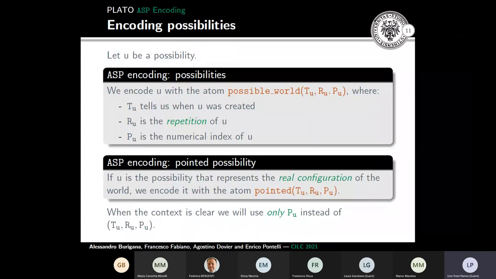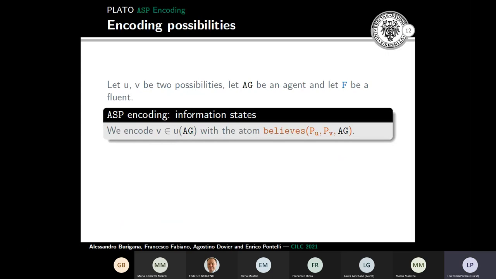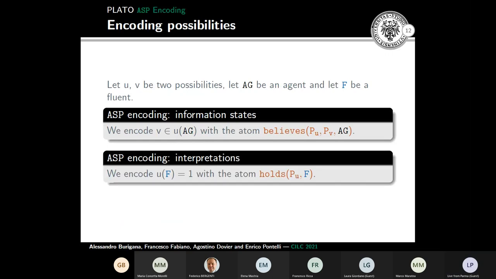In our framework, also, we assume that we know the real configuration of the world, the state of affairs that we're in. So we have this atom pointed, which means that the possibility U is the real world, what's actually going on. From now on, also, we'll only use the parameter P to describe a possibility when this will cause no ambiguities. So now we have other two components. We have the information states to encode, and we use the atom beliefs. So beliefs(P,U,V,AG) means that in the information state of agent AG, in the possibility U, V is considered to be possible. So V is in this set. And now we have the interpretations. So the final step, where we encode the fact that a fluent F is true in a possibility with this atom, holds(P,U,F).